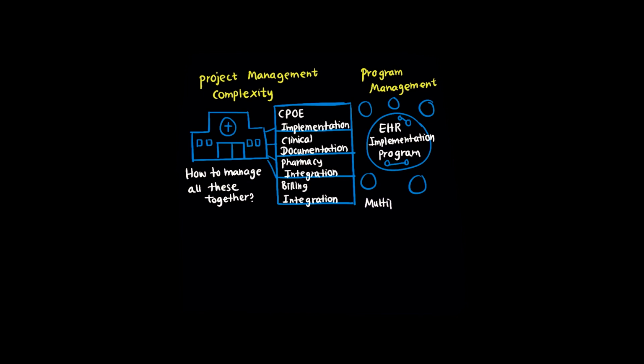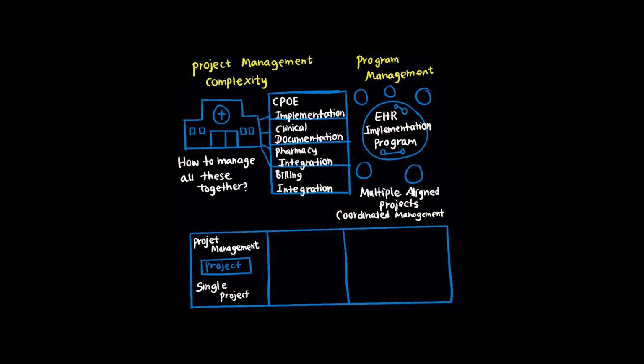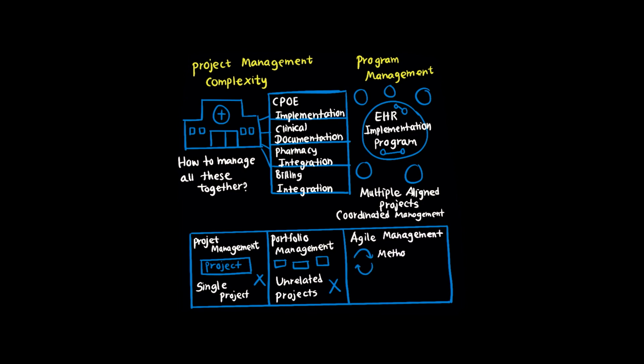Programs are larger than individual projects. They involve multiple aligned projects affecting many teams that must be managed in concert to achieve organizational transformation. It's like conducting an orchestra rather than playing a solo instrument. Individual project management handles single temporary endeavors. Portfolio management is even broader, combining programs and projects that may not be related. Agile management is a methodology approach, but when you have multiple aligned projects requiring coordination across teams, you're in program management territory.